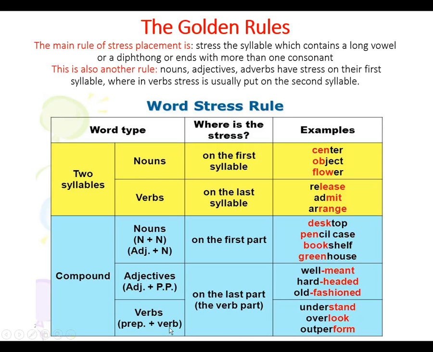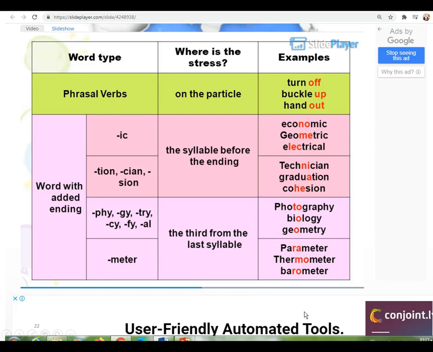Then verbs plus prepositions and verbs functioning as verbs, we put stress on the verb, so we say understand, overlook, outperform. The last thing, phrasal verbs: we put stress on the particle, say turn off, buckle up, hand out.